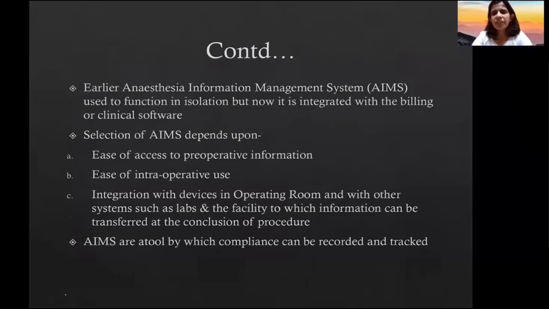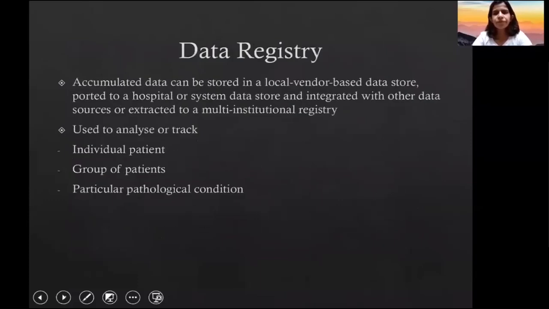Earlier, the anesthesia information management system, also called AIMS, was used to function in isolation but now it is integrated with the billing or the clinical software. Selection of AIMS depends upon ease of access to the preoperative information of the patient, ease of intraoperative use, so that an anesthesiologist can use this system while taking care of the patient also. It needs to be integrated with devices in the operating room and with other systems such as labs and the facility to which information can be transferred at the conclusion of the procedure. AIMS are a tool by which compliance can be recorded and tracked.